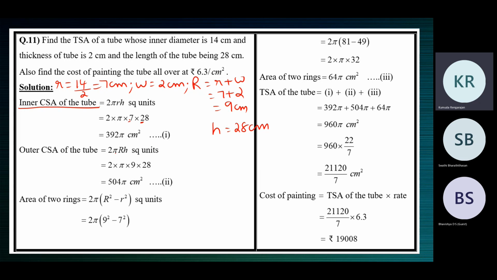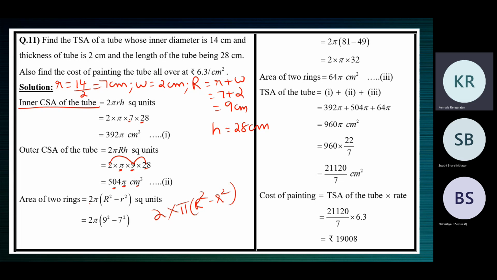Now the outer CSA of the tube, 2 pi capital RH square units. So 2 into pi into capital R, 9, into height, same thing, 28. Now 2 into 9 into 28 is 504 pi centimeter square. The area of 2 rings. So one ring is pi capital R square minus small r square. 2 rings, so double it, multiply by 2.